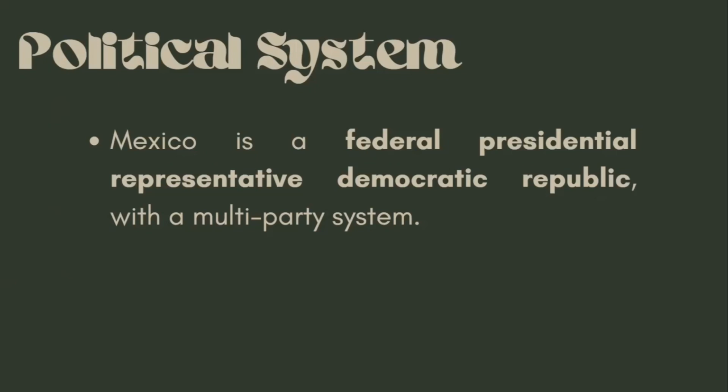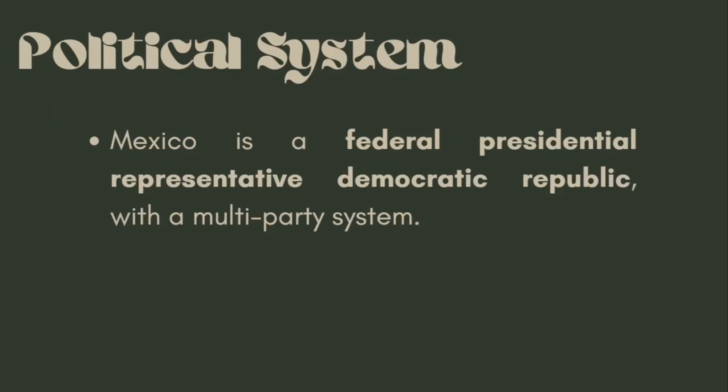Each has its own government and legislature, and the national government has a president who is elected through a democratic process. The multi-party system in Mexico is the result of the country's effort to promote democratic governance and encourage political pluralism. In the mid 20th century, Mexico was dominated by a single political party, the PRI, the Institutional Revolutionary Party, which held power for over 70 years.